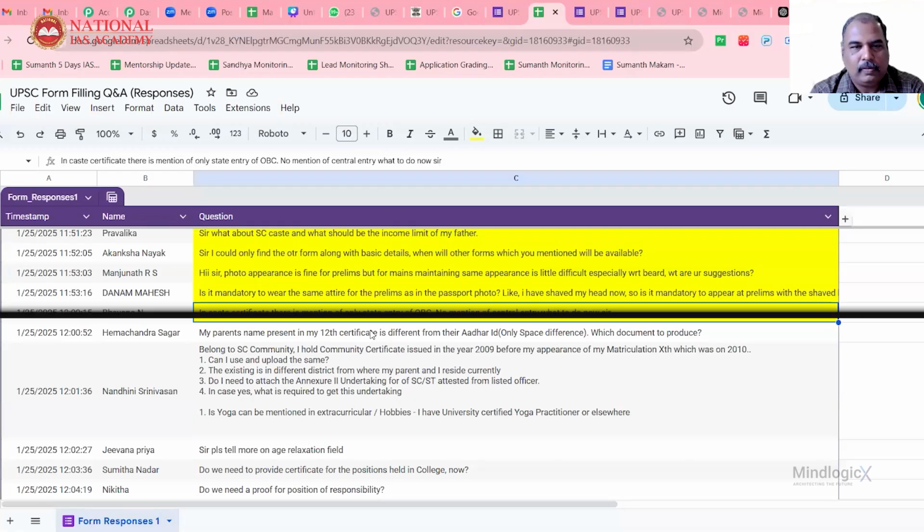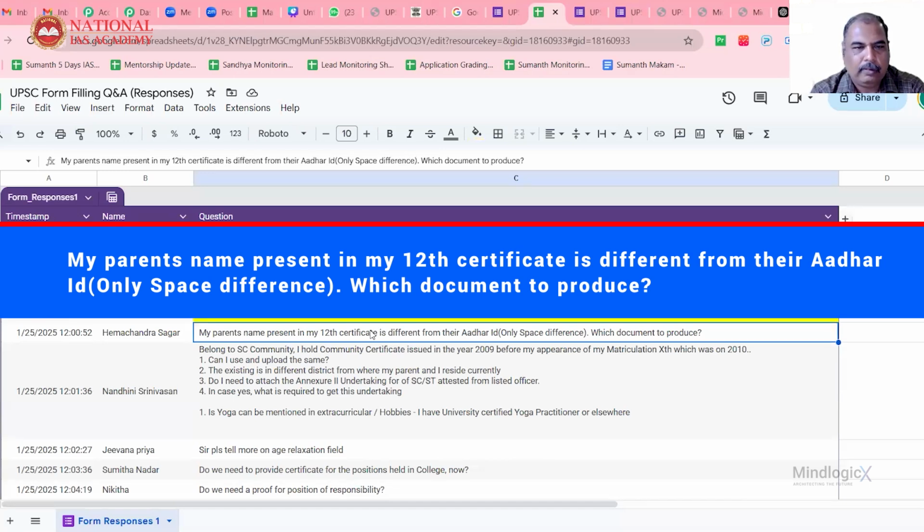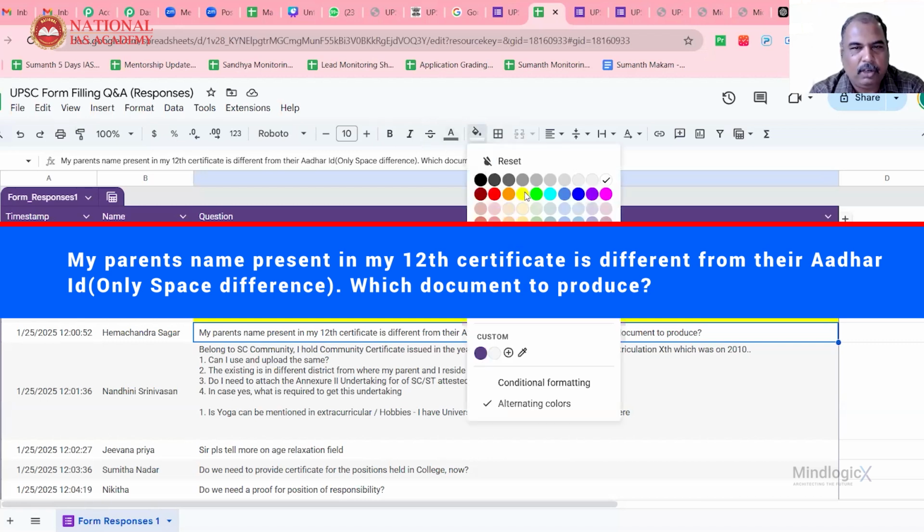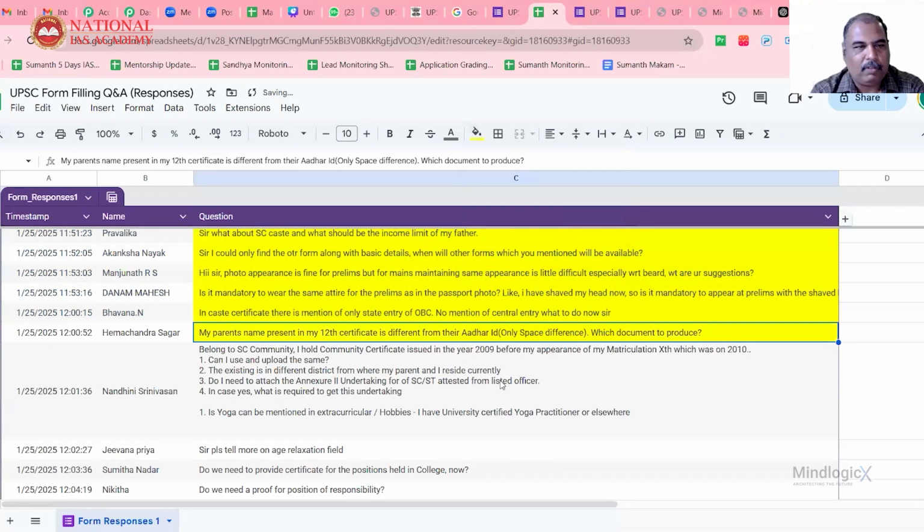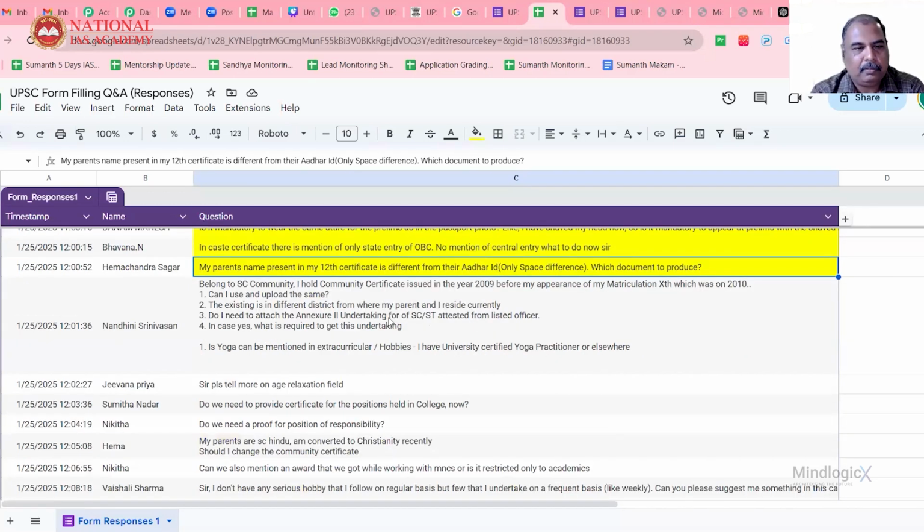Hemachandra has asked a question, sir. My parents' name in the 12th certificate is different from their Aadhaar ID. Only a space difference is there. So which document to produce? See, it's not about which one doesn't have the space. Accordingly, you need to decide. For example, for the 12th certificate, you can just have the same name. In case the spellings are not different, there won't be any problem. If the spelling is completely different, that is a problem; spacing I don't suppose will be much of an issue, right? But based on what is mentioned in the 12th certificate, that reference is always better. And Nandini is asking a question.